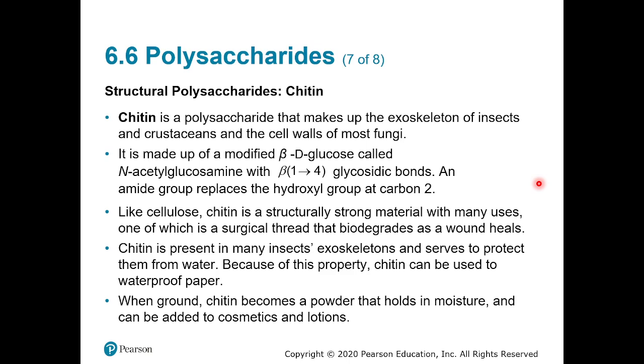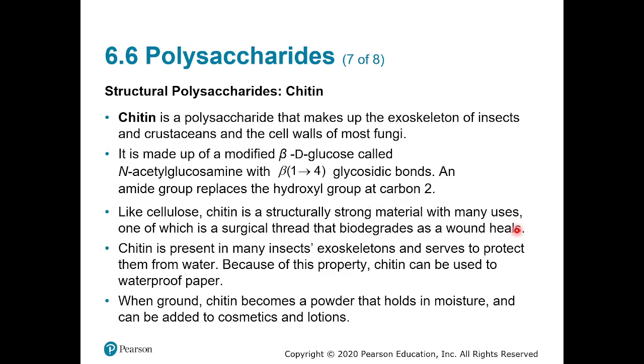So it's modified beta-D-glucose. This is actually called N-acetyl glucosamine. It has beta 1,4 glycosidic bonds. Notice that it's not actually just pure glucose like the previous ones were, partially because it's not a pure digestive molecule, right? It's a structural molecule, right? And so an amide group is actually going to replace your hydroxyl group that would be on carbon 2.